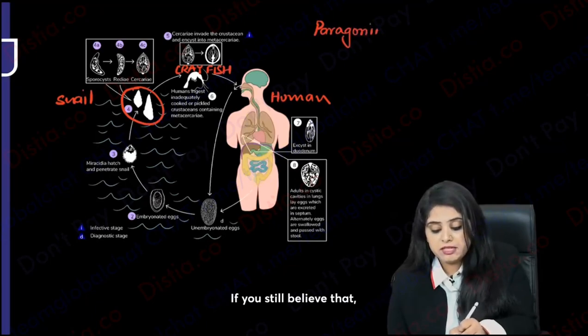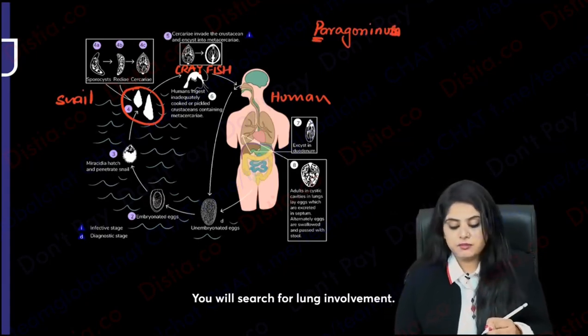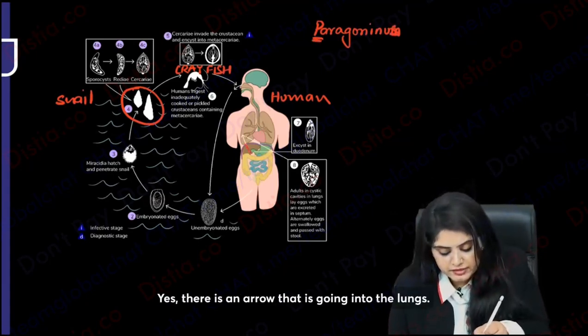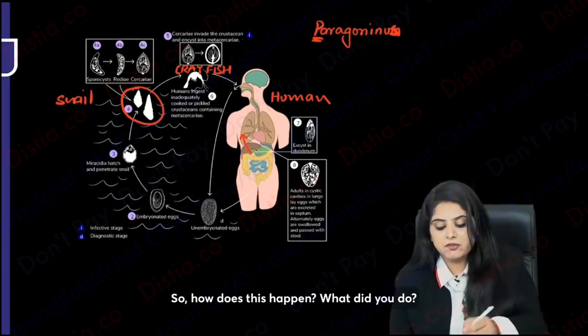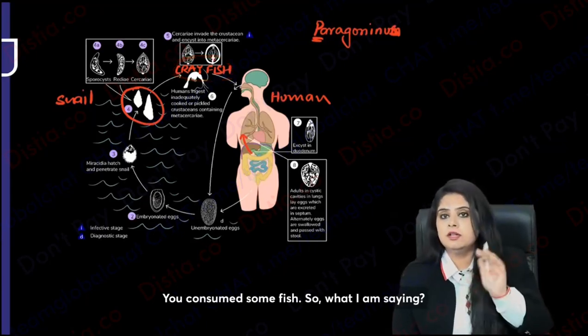If you still believe there is confusion, then what will you search? You will search for lung involvement. Have they shown me the lung involvement? Yes, there is an arrow that is going into the lungs. Of course, I can see that. So how does this happen? See, what will you do? What did you do? You consumed some fish.